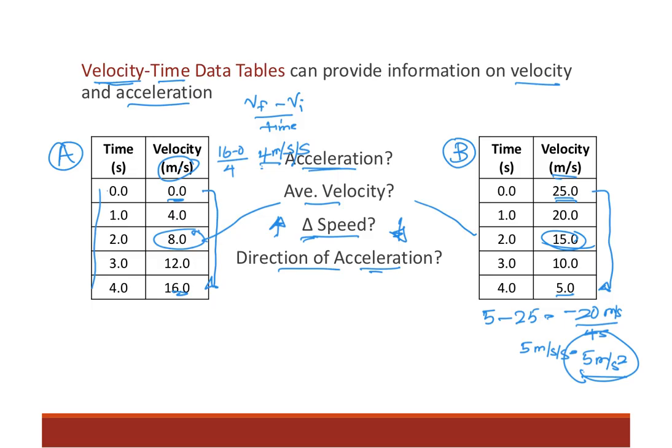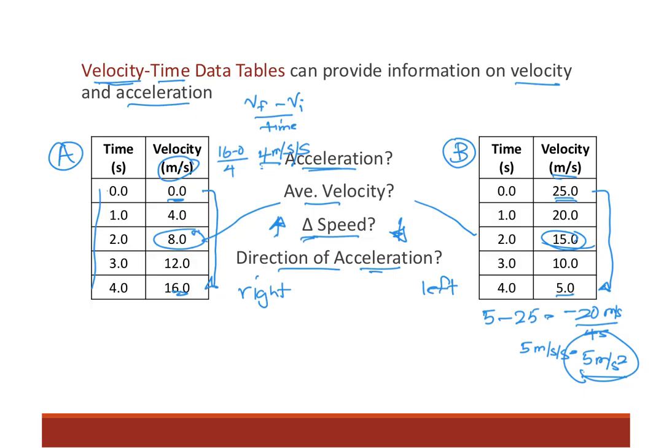So the direction of acceleration for table A is going to be rightward. It's going to be in the same way that the motion is moving, because it's speeding up. And then on table B, the direction would be leftward. It's moving in the opposite direction of the motion because the object is slowing down.